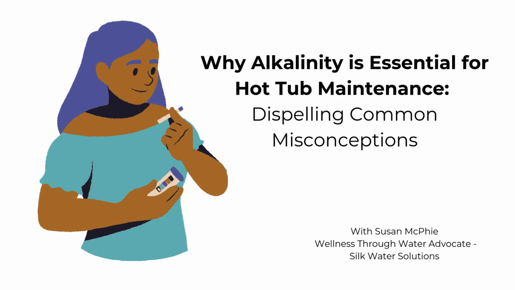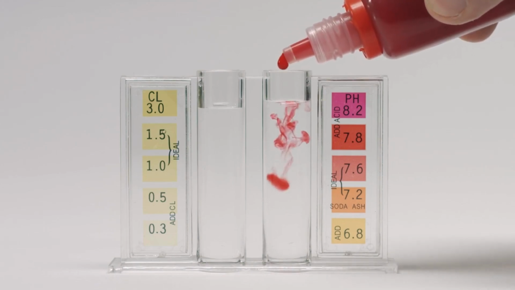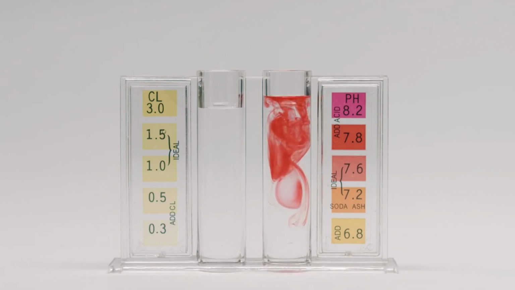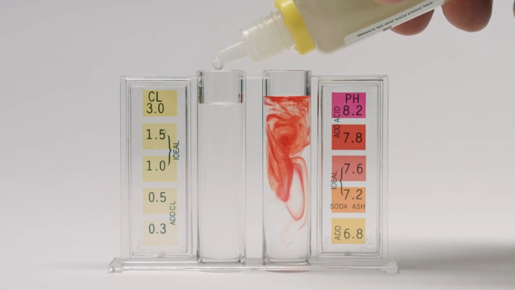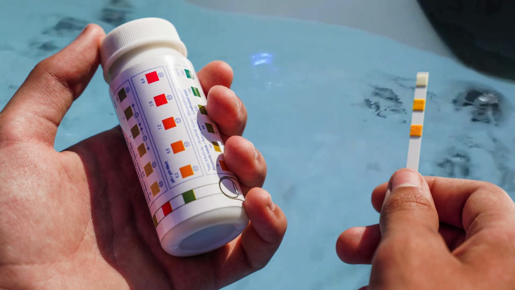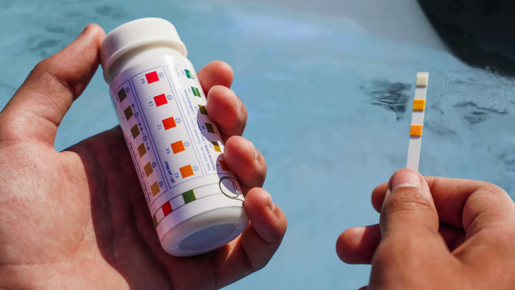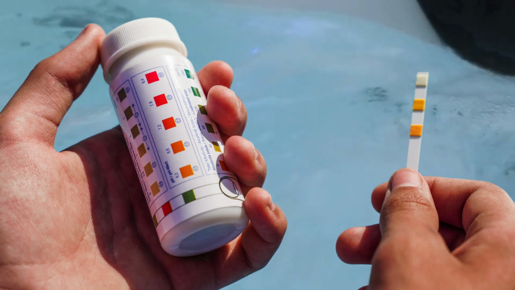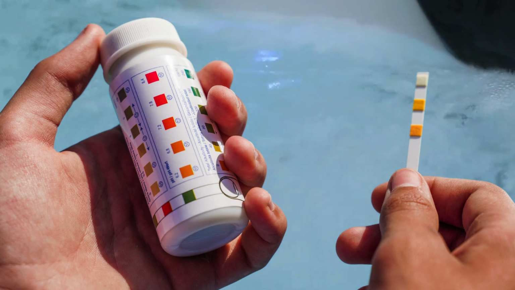Why alkalinity is essential for hot tub maintenance. Dispelling common misconceptions. When it comes to maintaining a hot tub, the focus often drifts towards sanitizers and pH levels, but alkalinity is a crucial parameter that should never be overlooked. Total alkalinity serves as the backbone for safe, clean, and component-friendly hot tub water, setting the stage for all other water chemistry parameters. I'm going to explore why maintaining proper alkalinity is vital and why it should be checked regularly.